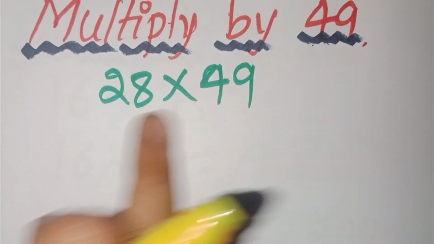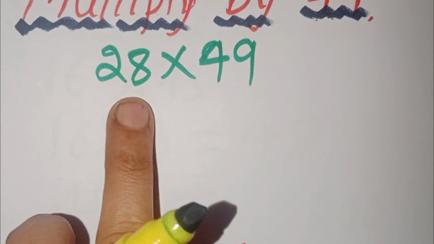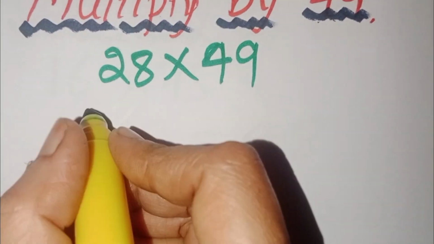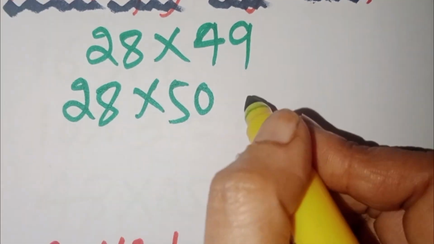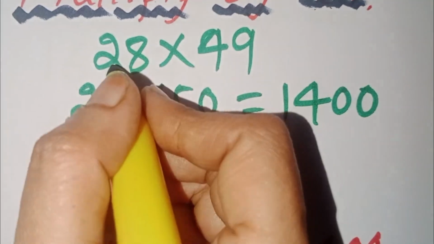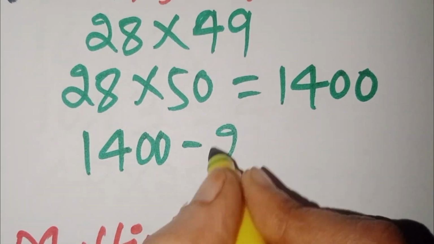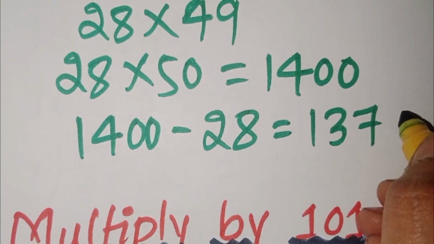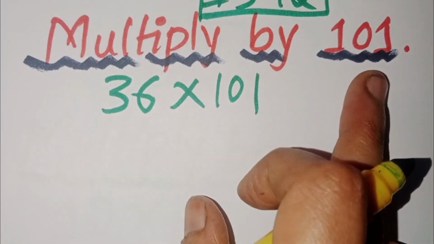Multiply by 49. 28 into 49. First multiply the number by 50. Then subtract the original number. 28 into 50 is 1400. Now subtract the original number. 1400 minus 28. We get 1372.